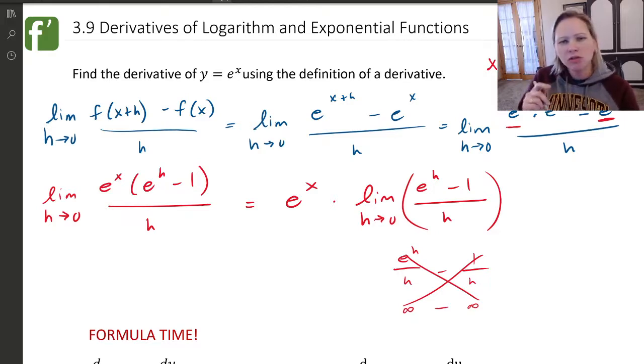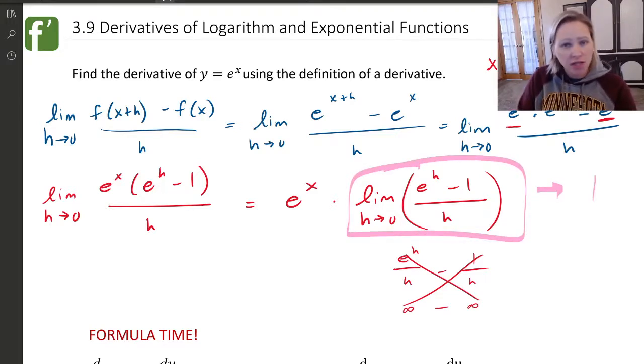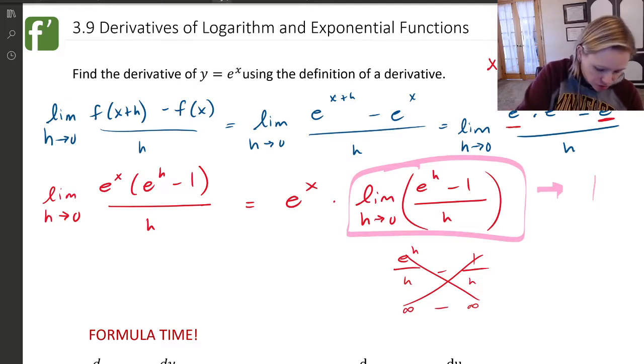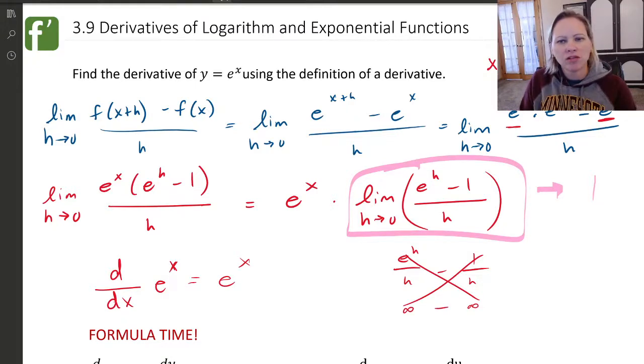So we can't do anything with this other than, at this point in time, looking at the graph. And when you look at the graph of e to the h minus 1 over h, you're going to see that as h approaches 0, this entire value actually goes to 1. So the limit there is just 1, meaning that when you do the derivative of e to the x, you simply get e to the x. So that's what's really cool about this derivative. The derivative of e to the x is just itself.